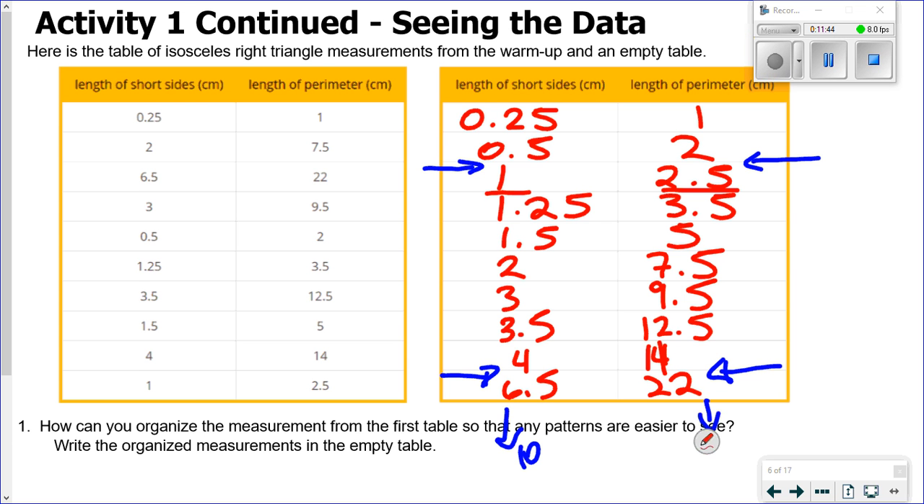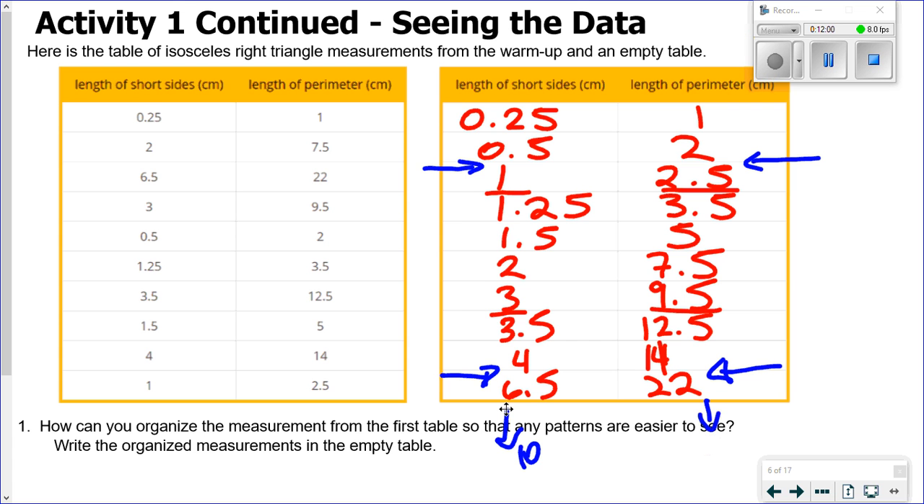So if I'm going to round that to 3, then that means if I go to a side length of 3, and I think about that as being 3 times the size, 3 times 3, oh yeah, that's close to 9, right? 9.5. So I can kind of use that reasoning and think about it that way.